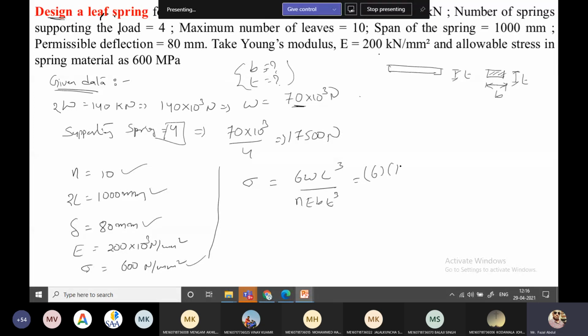6 into 17500 into 500. How much is this L value? L value is given as 1000, so 2L is 2000, and L is 500. The N value is given as 10, and the E value is given as 200 into 10 cube, BT cube. Now tell me the value we will get.